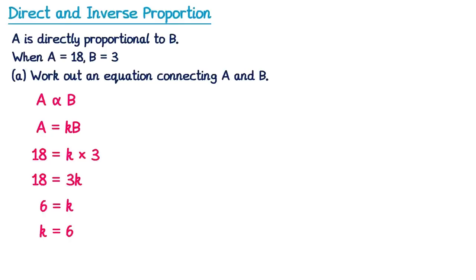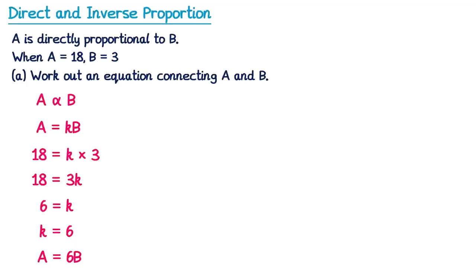So the question asked us to write down an equation connecting A and B. We wrote down that A was equal to kB, but we now know the value of k. So we're going to write that out once more, but replace the k with a 6. So A equals 6B. This is the equation that connects A and B, so we finish this question.